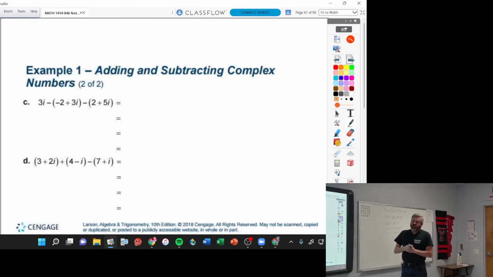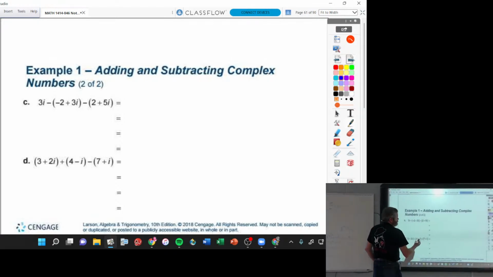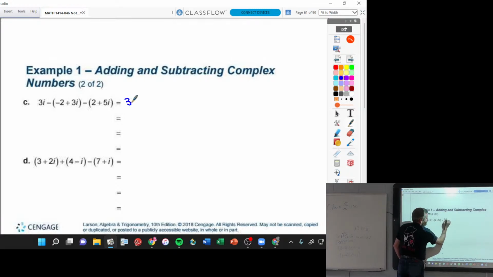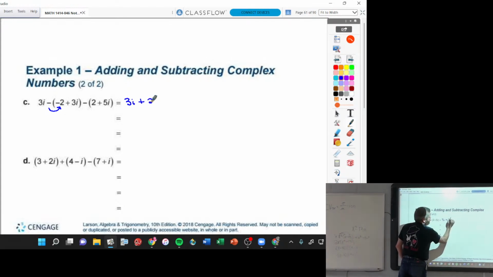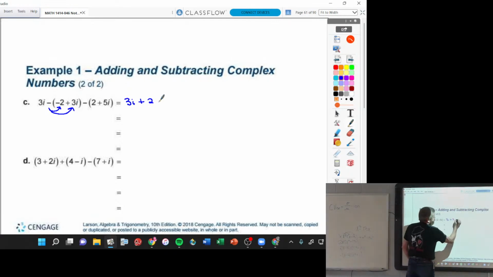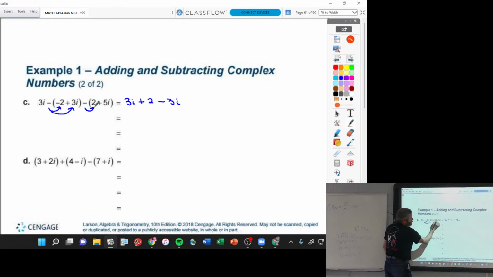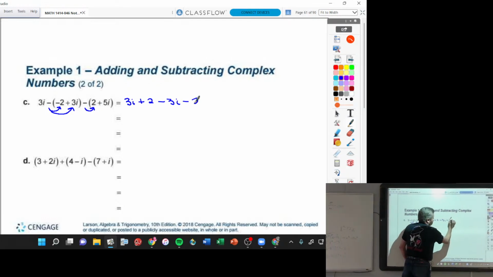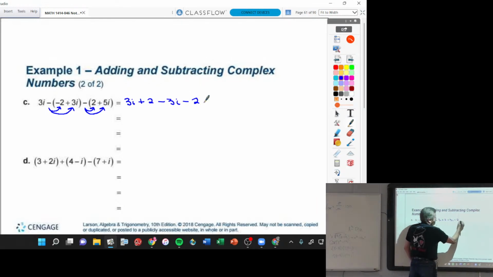Subtracting. Now all of a sudden the parentheses are pretty important. I'd like to go ahead and distribute here. So I'm going to have 3i. I'll distribute this negative sign. So minus a negative 2 would be plus 2. Minus a positive 3i would be minus 3i. Here's a negative 2 minus 2. Here's a negative times 5i would be minus 5i.